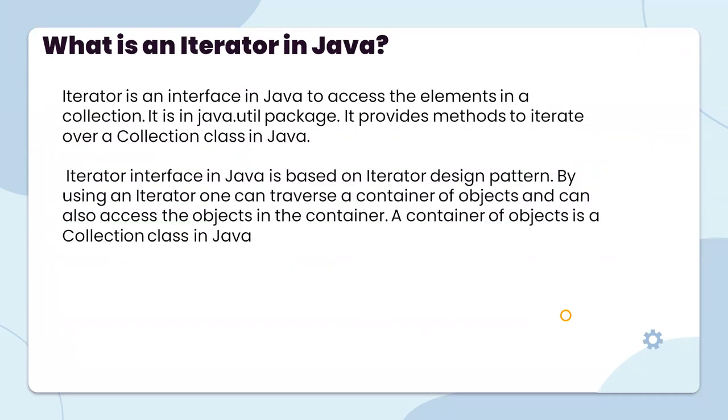Now, next question, what is the iterator in Java? Iterator is the interface in Java to access the elements in a collection. By using iterator, you can get the elements in any collection, like list, map, hash map, set, tree set, linked list. Iterator is that common interface. Using iterator, you can access any element inside these collections.